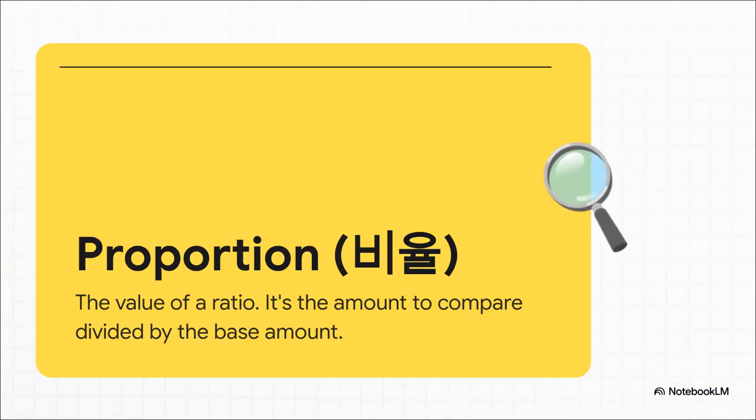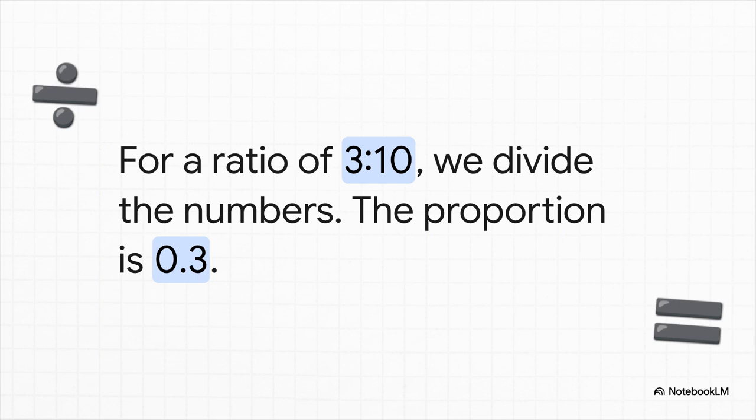And that single number is called the proportion. It's simply the value you get when you actually do the division in the ratio. You just divide the number you're comparing by the base amount, and that turns the relationship into one single concrete value. Let's make that crystal clear. If you have a ratio of, say, 3 to 10, the amount you're comparing is 3, and the base amount is 10. You just divide 3 by 10, and you get your proportion, 0.3.